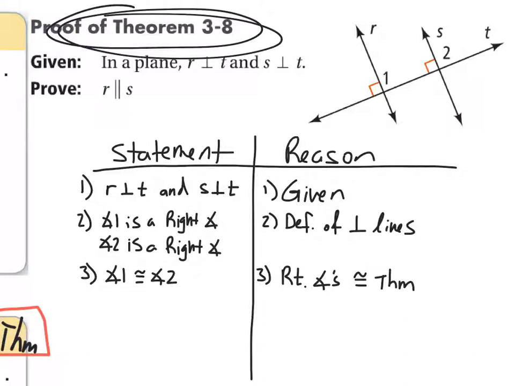Okay, so we now know that angle 1 is congruent to angle 2. Well, what type of angle pair are those? They're corresponding angles. And so since corresponding angles are congruent, what can I say? R is parallel to S. And why is that? What theorem or postulate tells me that?